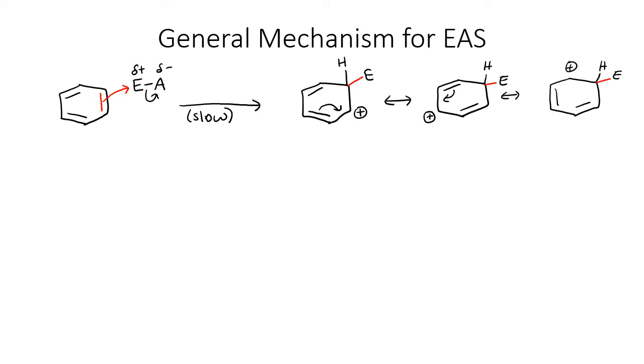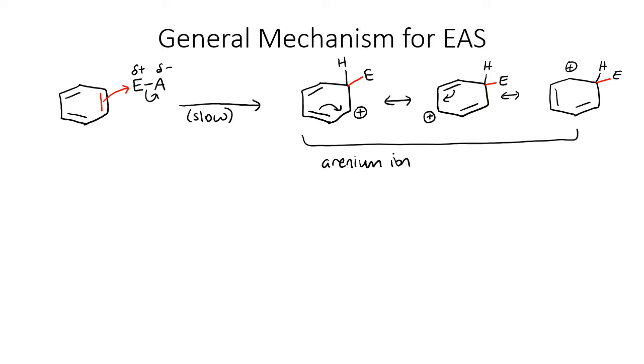Now this is known as an arenium ion, which is a delocalized cation. So this will form fairly readily because we have resonance stabilization.